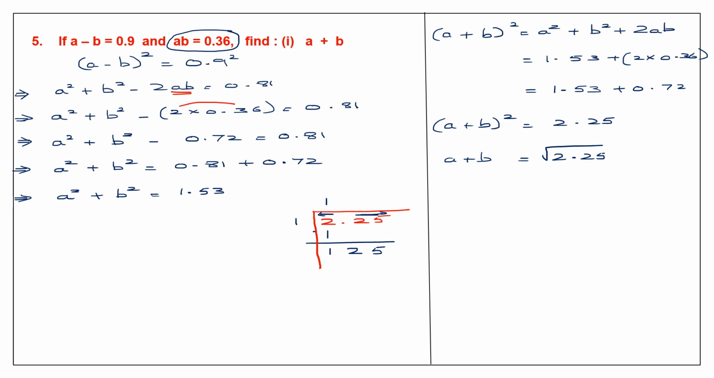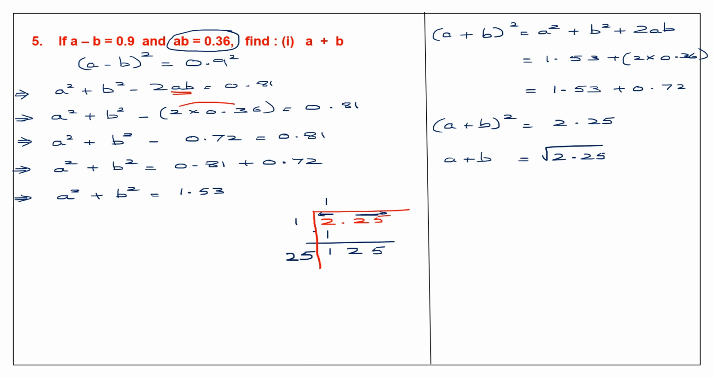So 1 into 2 is 2. So I have 2 here. Now I need to put a digit next to 2 and multiply with the same digit to get either this number or a number close to this. So here I can put 5 because when I multiply 25 by 5, I will get 125.